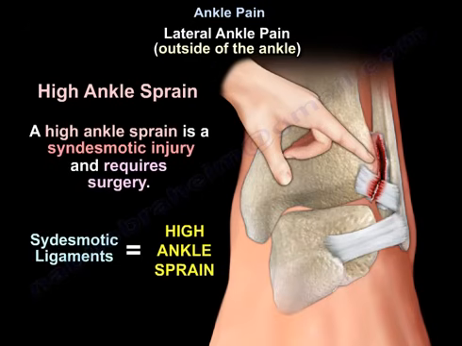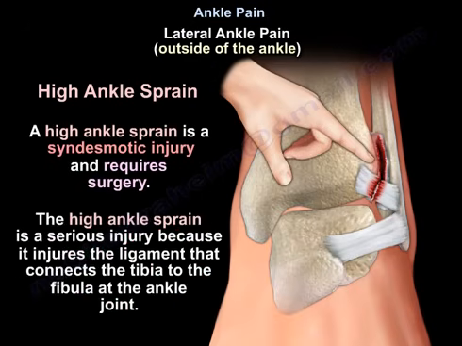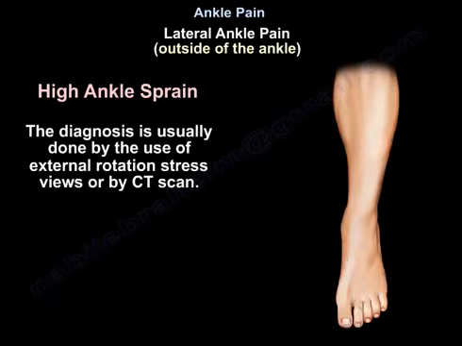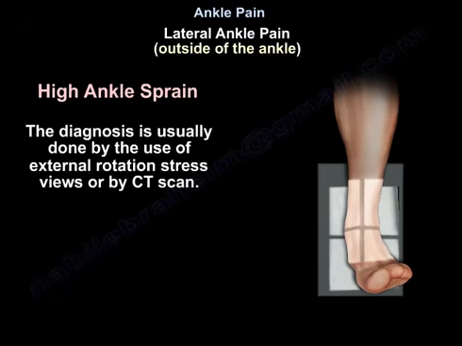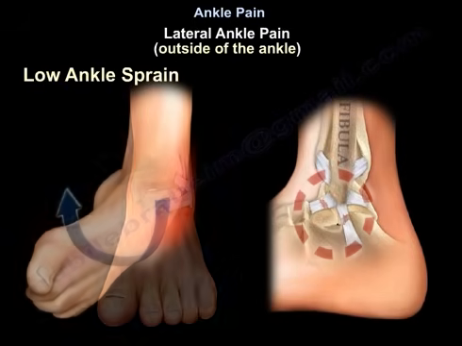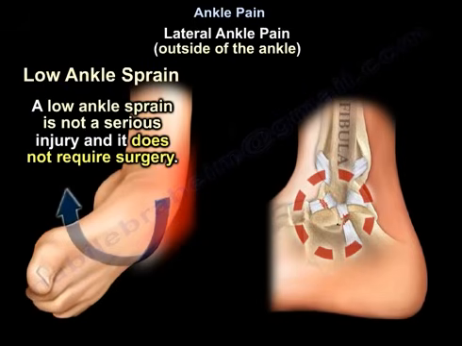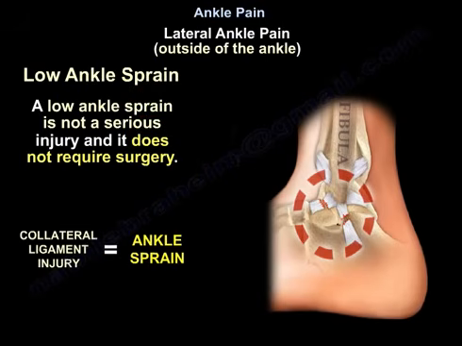It requires surgery. The high ankle sprain is a serious injury because it injures the ligament that connects the tibia to the fibula at the ankle joint. The diagnosis is usually done by the use of an external rotation stress view or by CT scan. A low ankle sprain is not a serious injury and it does not require surgery. Low ankle sprain is a collateral ligament injury called ankle sprain.